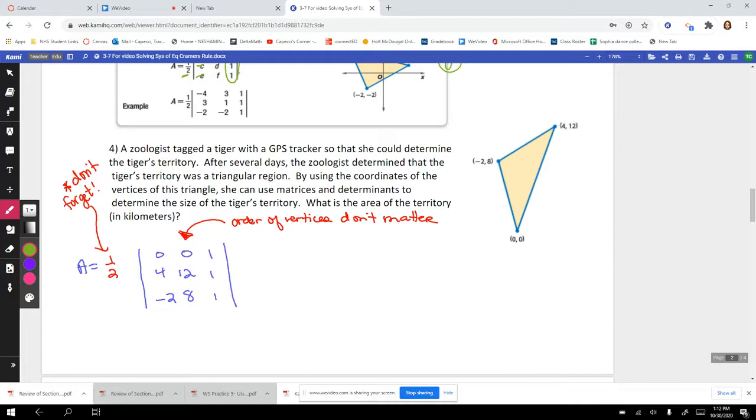So again, the order that I put the vertices in doesn't matter, but these are my 1, 2, 3. They're my ordered pairs. So again, I know that I have to rewrite those first two columns like we did before in that previous problem so I can use my diagonal rule.